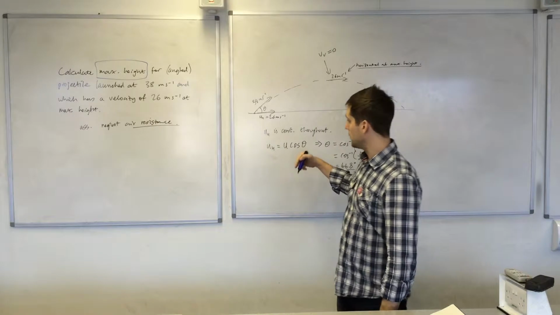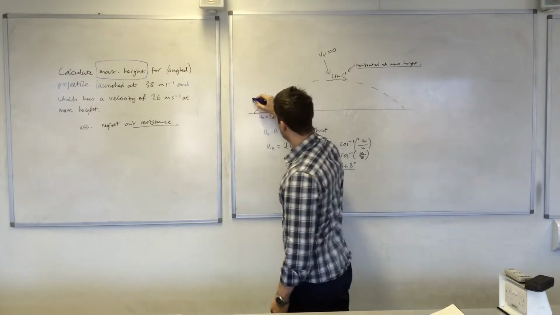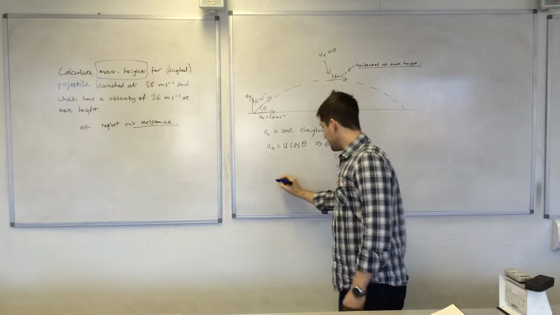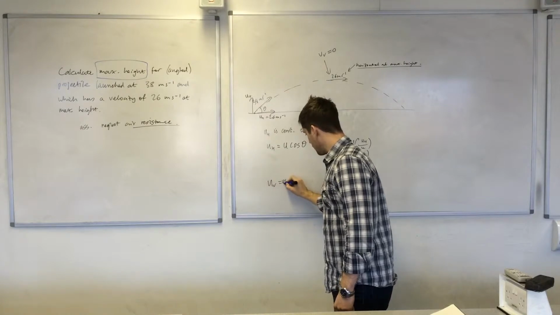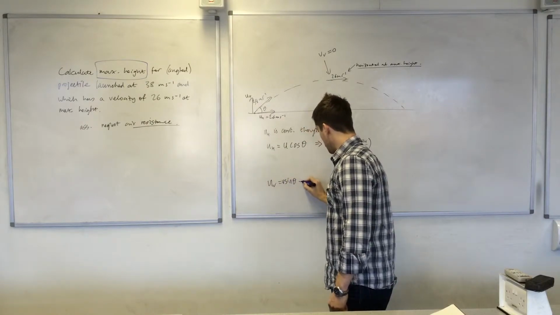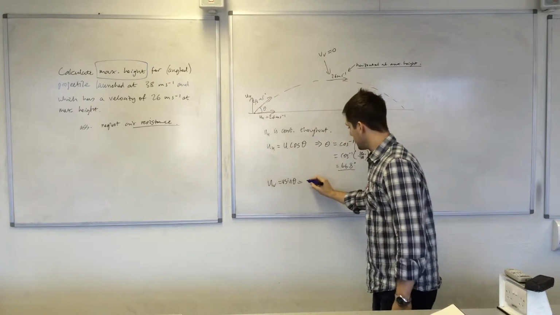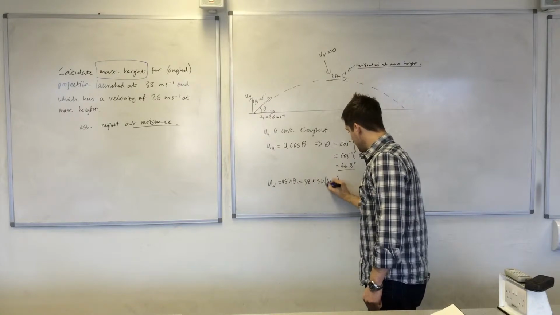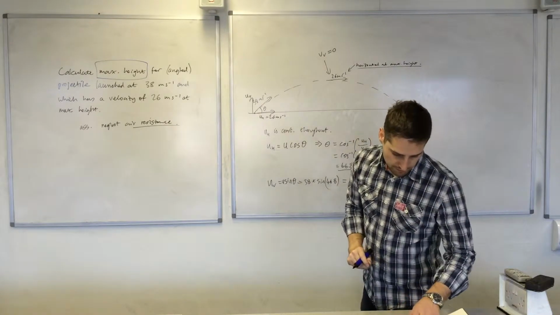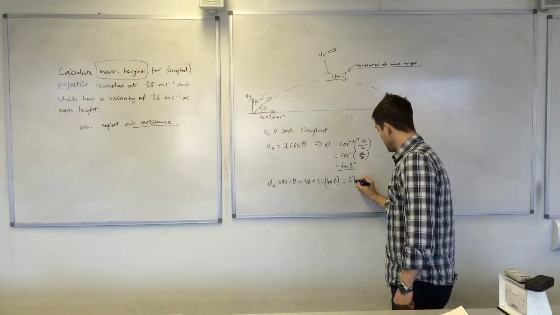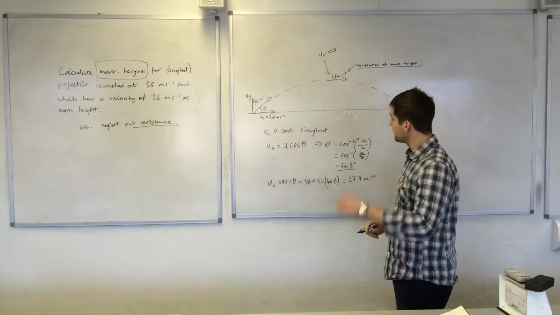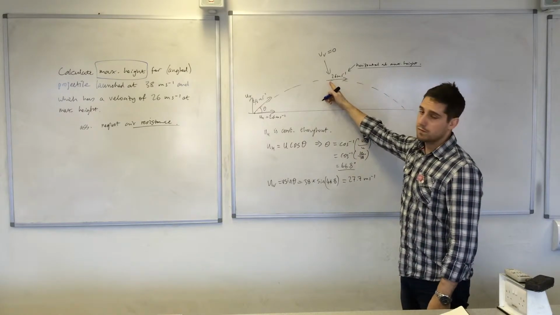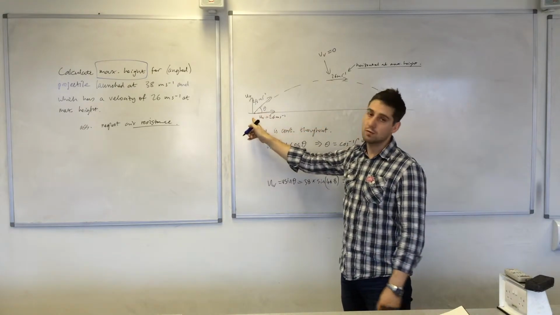We can use that to do a little more trigonometry to find out what the initial vertical component of the velocity is. So uV is u sine theta, and that therefore is 38 times sine of 46.8, and that value is 27.7 meters per second. So I now have the initial vertical component of velocity.